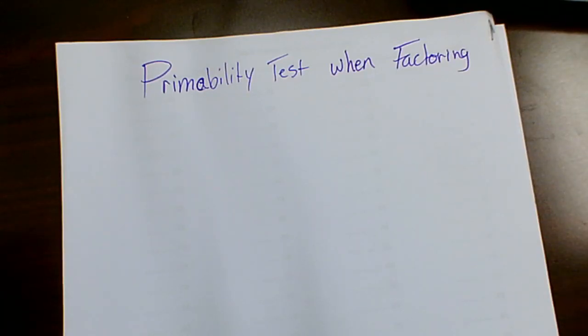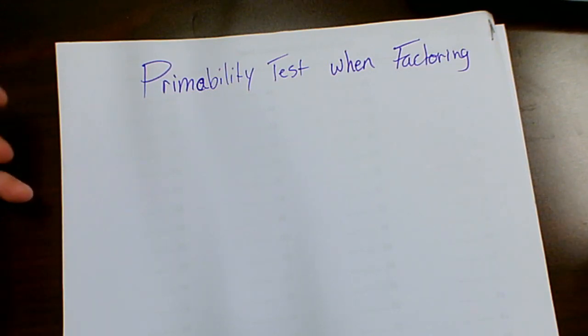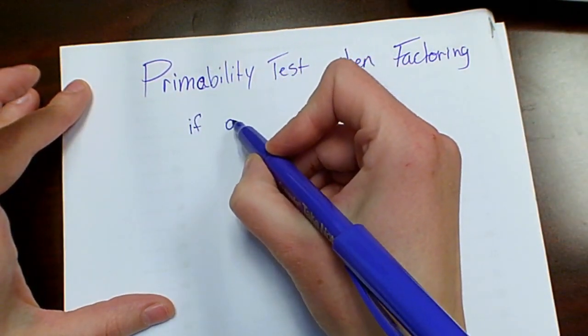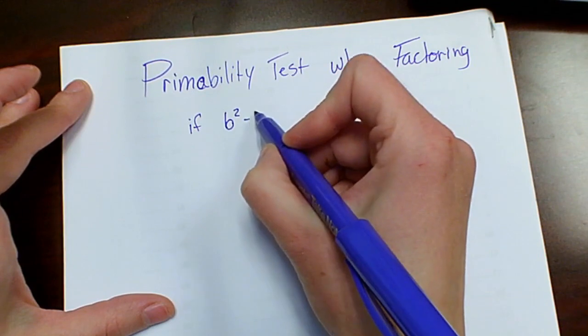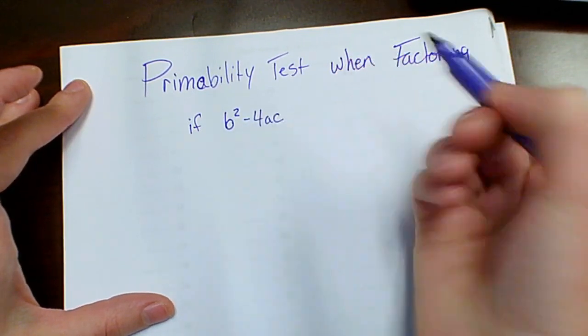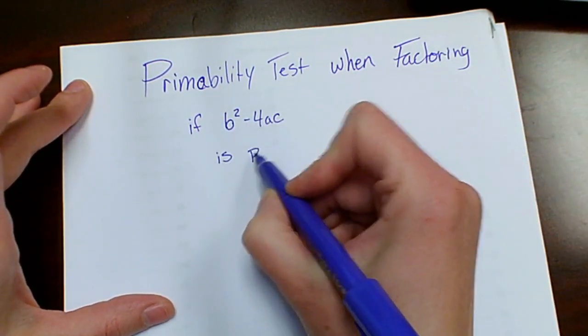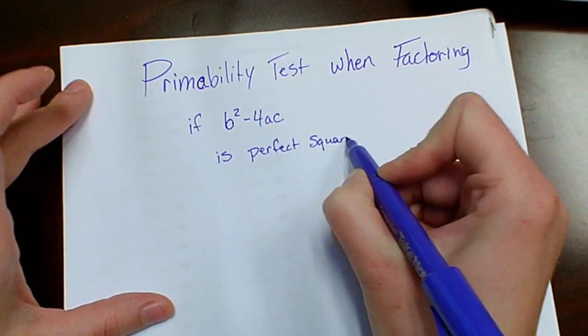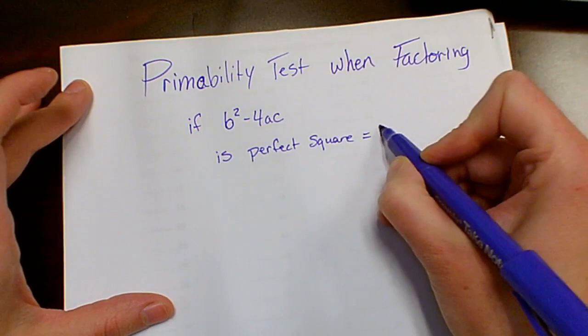There is a primability test when you factor. So as you're factoring and you can't come up with factors that add to your middle term, you can always use this test. So if b squared minus 4ac is a perfect square, then you can factor.